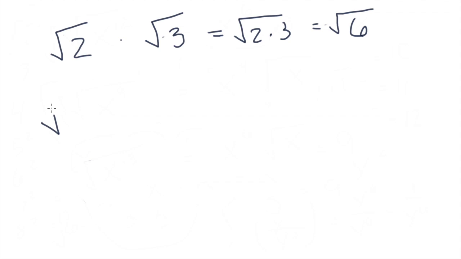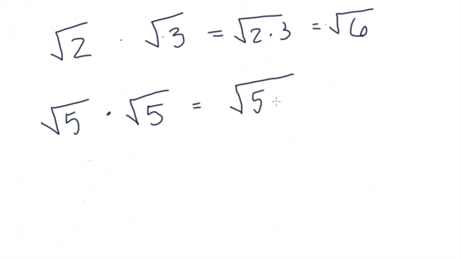What if I had the square root of 5 times the square root of 5? So here, that would just be the same thing as the square root of 5 times 5, which is the square root of 25. But we know that 25 is a perfect square, so the square root of 25 is going to be 5.